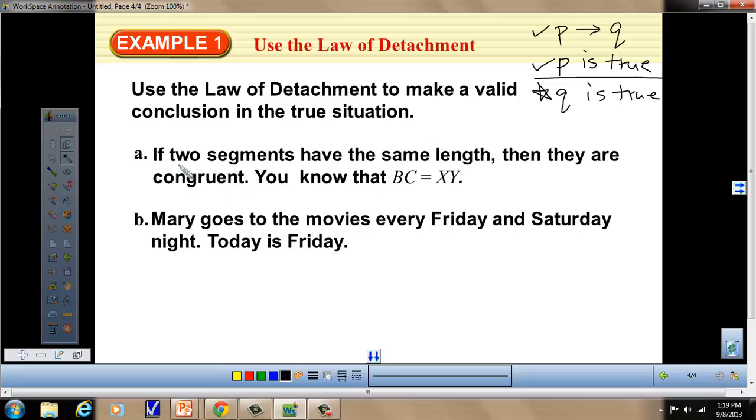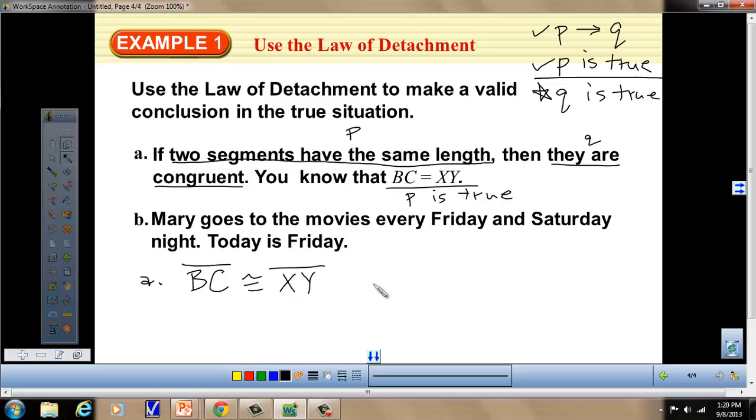So for this first example, if we look carefully, our if part, or our hypothesis, is two segments having the same length. My conclusion will be they're congruent. We know that this is true, and that's an example where P is true. So my conclusion in this case would be that since they have the same length, which is shown here, we can state that BC with a bar is congruent to XY, again, with a bar.